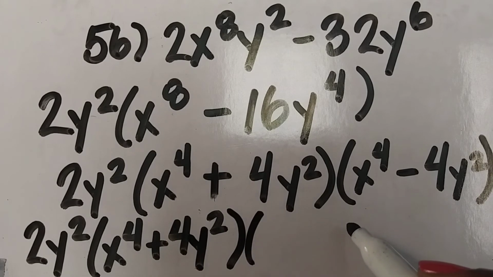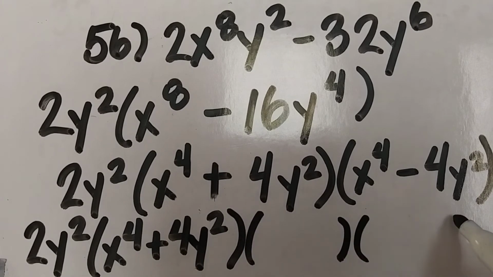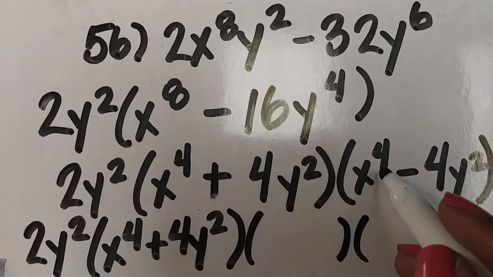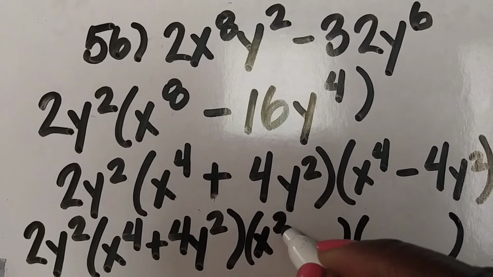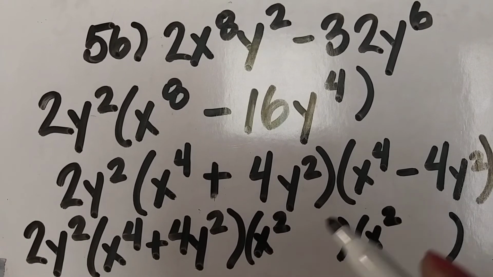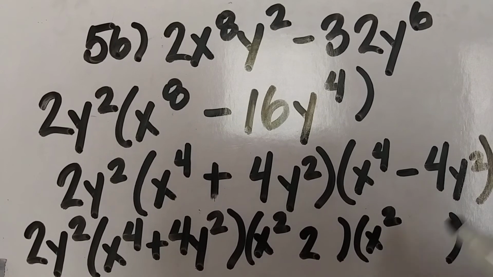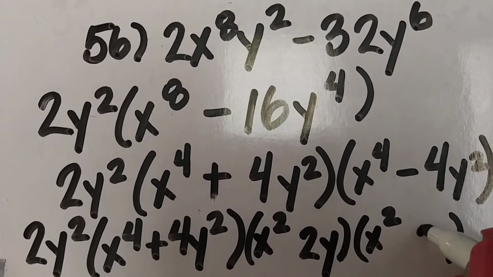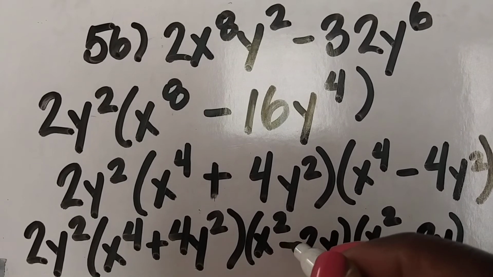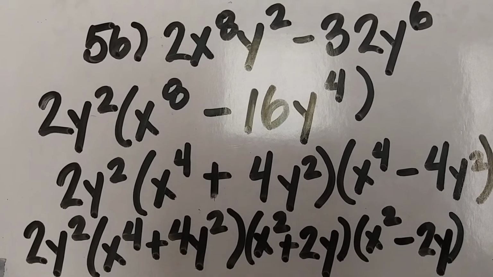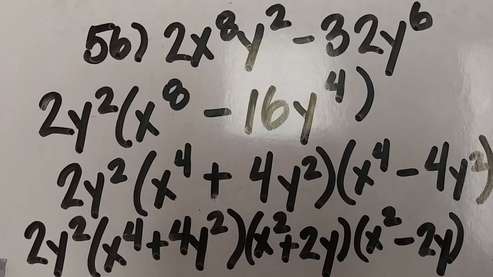Set up 2 more parentheses. Break this in half. I have x squared. Square root of 4 is 2. Break down y squared is y. And the signs are going to be different. And that will be my final answer. Completely factored out. This is my final answer. And you can check it, but you'll be multiplying a long time. But you can check it to make sure that it is correct.